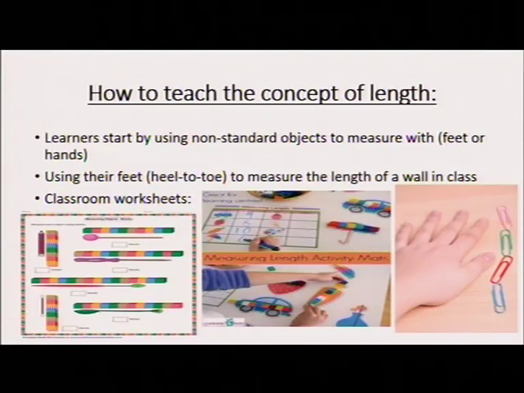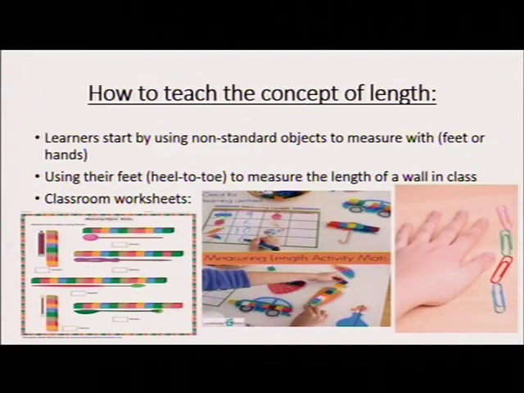How to teach length? Learners start by using non-standard objects to measure with. They can use their feet, they can use their hands. There's an example, using their feet, heel to toe. I put my heel against my toe and I now count how many feet I will use to measure the length of my classroom or the length of my desk. Or whatever example I give to my child.